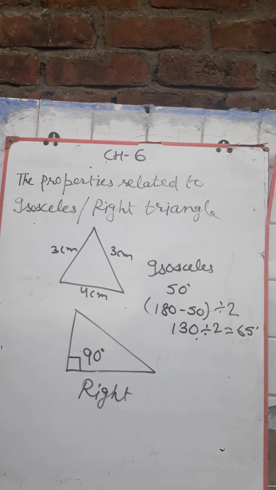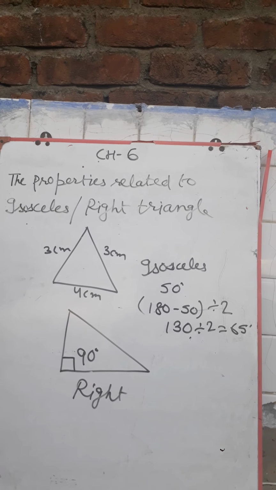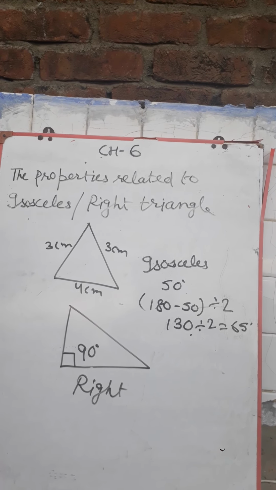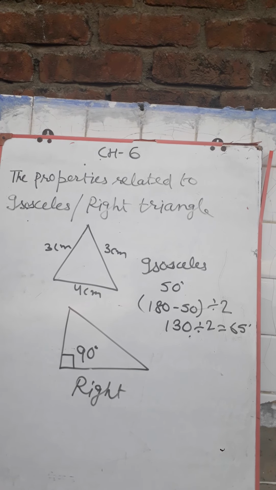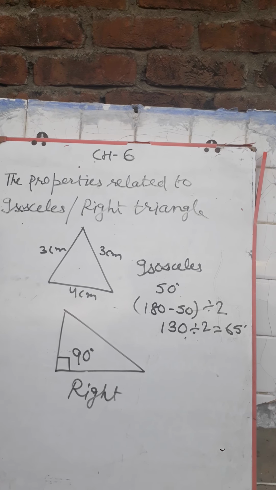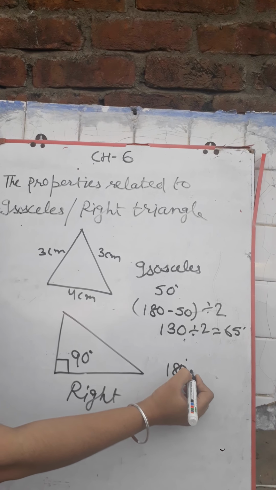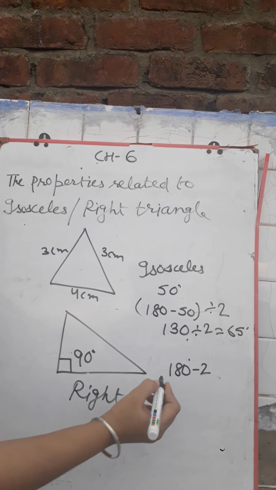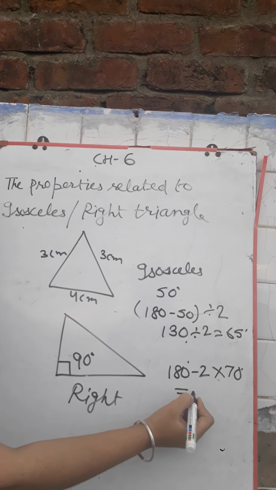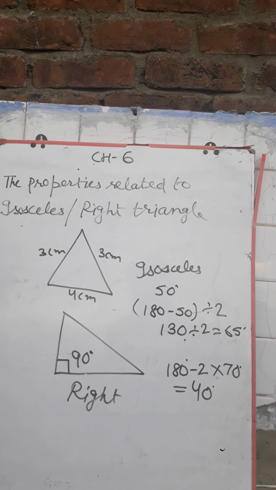If one base angle is known, suppose we know one angle, double its value and subtract the result from 180 to find the measure of vertex angle. For example, if each base angle is measure of 70 degrees, suppose one of its angle is 70 degree. How can we find vertex angle? We take 180 minus 2 multiply by 70 degree. And what we will get? Angle is of 40 degree. So, vertex angle is of 40 degree.